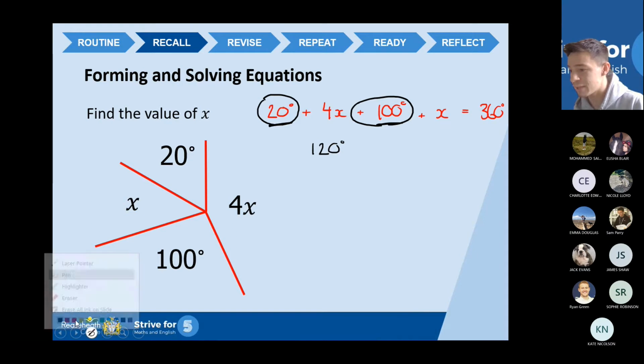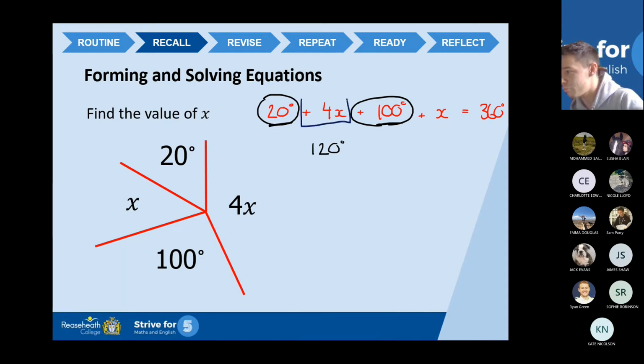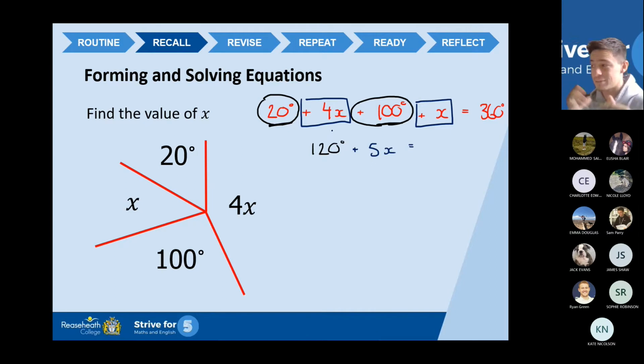And then what do I do next? Well, I'm going to put together my x's. So I've got 4x plus x. What is 4x plus x? In the chat, guys, what is that? Go on, someone said that there, nailed it then. 5x, yeah? 5x. Good stuff. So we've got that now. So group them together, nice and tight, and we're going to say that equals 360 degrees.